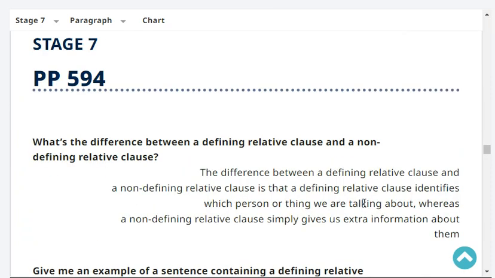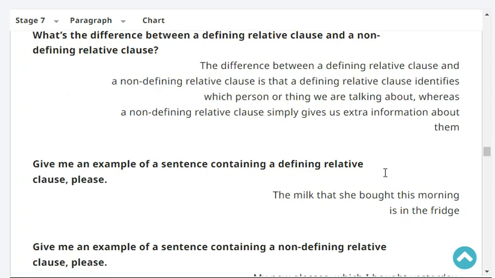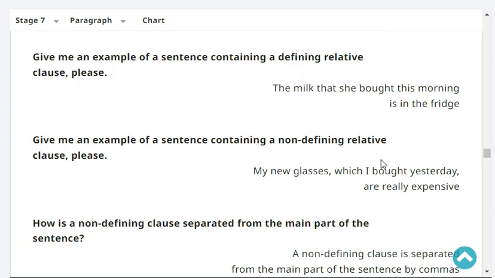First question. What's the difference between a defining relative clause and a non-defining relative clause? The difference between a defining relative clause and a non-defining relative clause is that a defining relative clause identifies which person or thing we are thinking about, whereas a non-defining relative clause simply gives us extra information about them.